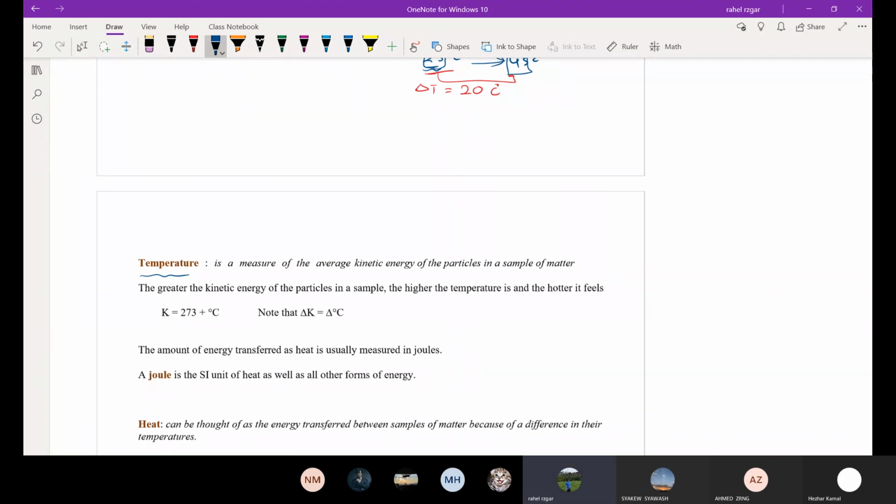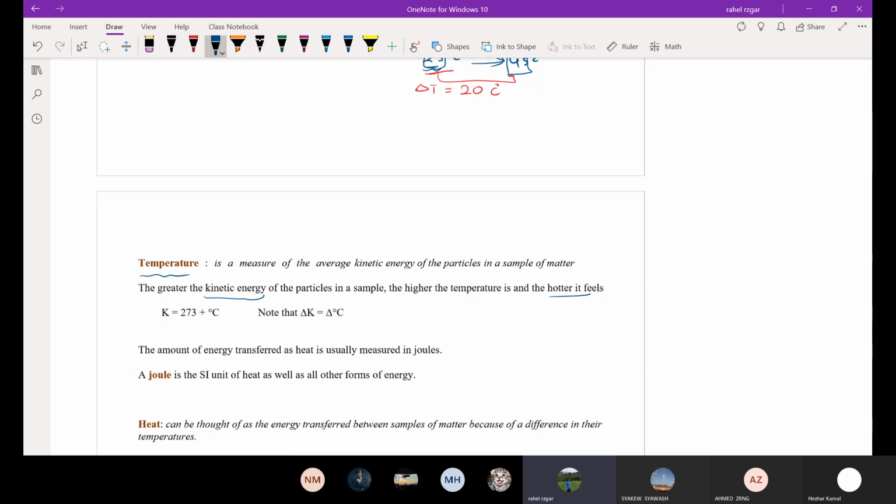Temperature is a measure of kinetic energy. If you measure the temperature of air, and the air temperature is 30 Celsius, it means the average kinetic energy of the air particles is at that level. Temperature directly tells us this. The greater the kinetic energy of particles in a sample, the higher the temperature is and the hotter it feels.